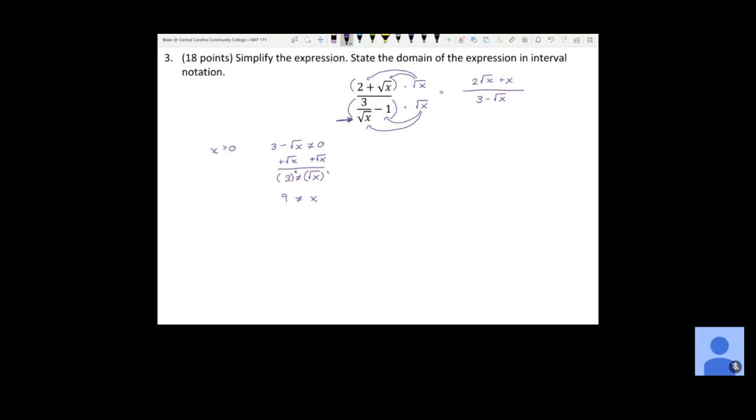So again, that's what I would be looking for in terms of work for this one, right? Take the denominator, set it not equal to 0, and then isolate your x, get x by itself. Now, at that point, we need to put everything in interval notation, right? So we've got that x has to be greater than 0 and x cannot be equal to 9. So if I put that together in interval notation, what would my interval notation look like?